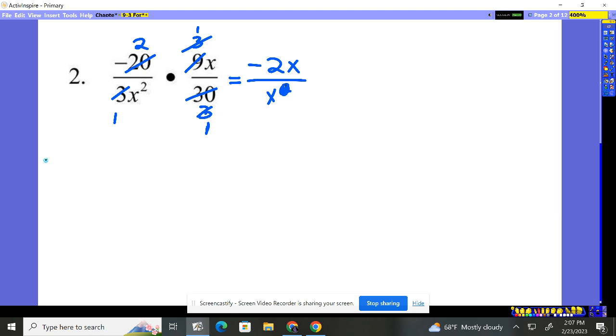Remember, x squared is simply an x times another x, right? So this x and that x can go away. Final answer is negative 2 on top, x on the bottom.